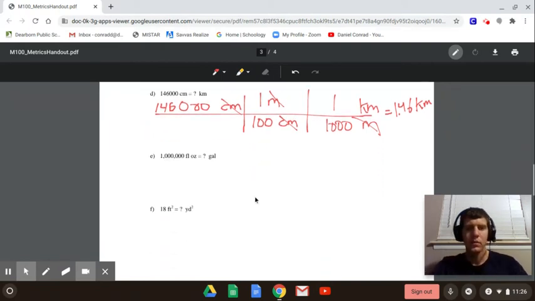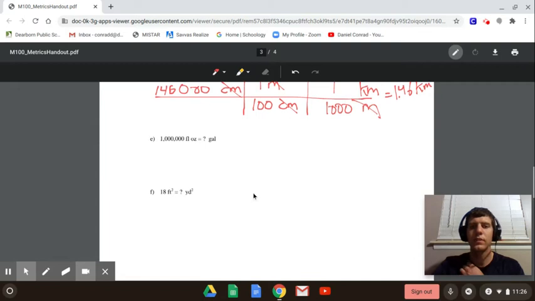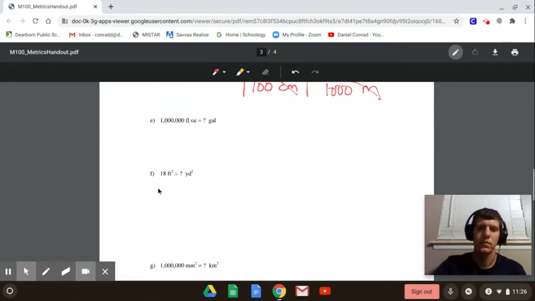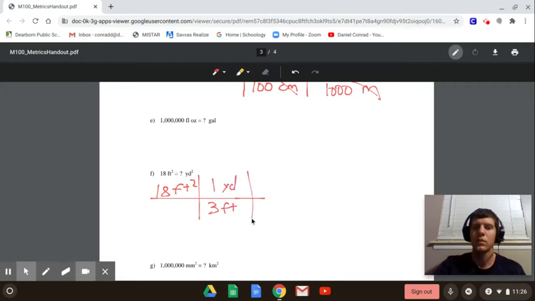Okay, next one I want to look at is F. So we have 18 feet squared, and we want to go to yards squared. We know there are 3 feet in 1 yard. So there's our conversion. Feet is on the bottom because that's what we're trying to cancel out. But if we notice, we have feet squared here. Here we only have feet, 1 yard and a foot.